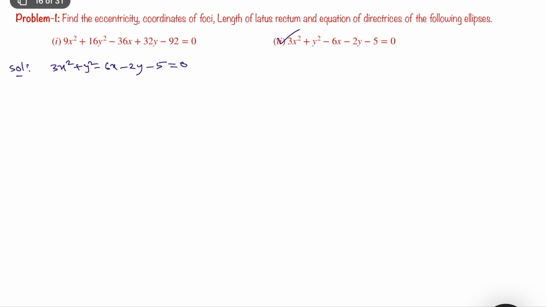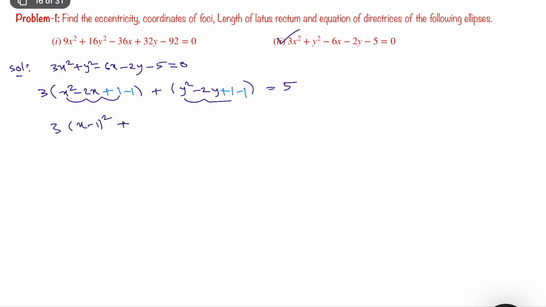Okay. Again, let me separate x terms here. If I take a 3 common from x terms, we have x square minus 2x, and y square minus 2y. So 5 I am writing out. Now to complete square from these x terms and y terms, here I want to add 1 and subtract 1. Here also I want to add 1 and subtract 1. From this I can complete square here, x minus 1 whole square. From this I can complete square like a y minus 1 whole square.